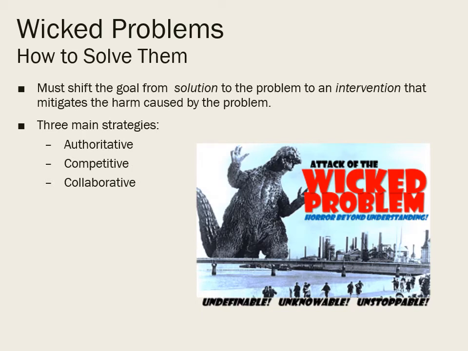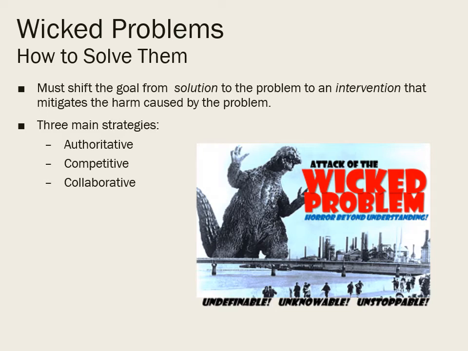To resolve them, we've got to shift the goal of how we take action on significant problems. We've got to shift from a solution mindset to an intervention mindset. So instead of seeking an answer that's going to totally eliminate a problem, we've got to recognize that these actions occur in an ongoing process. We're always going to need to take another step. We're always going to need to do more to solve the problem, but we have to keep intervening and coming up with policies that intervene to mitigate the harms that these wicked problems create.